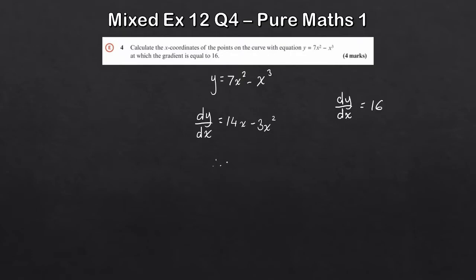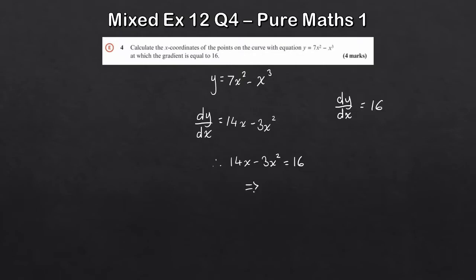So 14x minus 3x squared is equal to 16. Notice here we've actually got a quadratic, and it's the big clue in the fact that we're going to get points, the x coordinates of the points. So what we should get is a quadratic which we can factorise or solve, and we'll get 2 solutions.